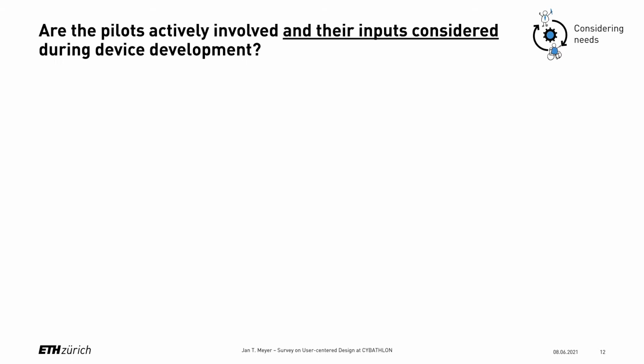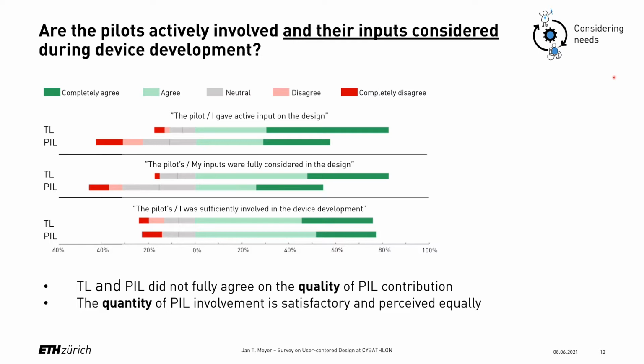Now, of course, the quality of being involved can vary greatly. So we also asked the pilots and the technical leads to what extent they thought, subjectively, that their inputs on the design were active and if they were considered. If we look at these Likert scale questions, we can see that, for example, for the statement to the pilots, "I gave active input on the design," the pilots do not fully agree with that statement so far, maybe because they didn't see all of their wishes integrated into the design, maybe because they wanted to be involved more, or maybe because they underestimate the effect they had on the device. In terms of whether the inputs were considered in the design, again, the technical leads were rather positive on the statement, whereas some of the pilots were rather critical.